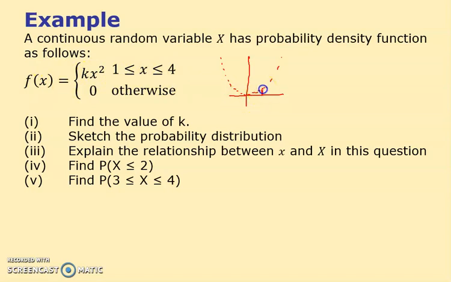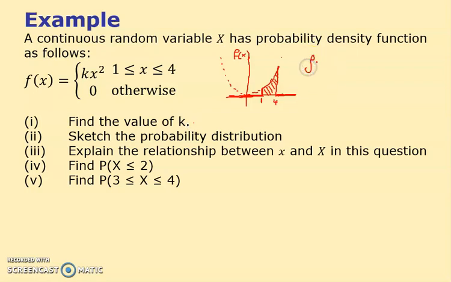So there's 1, and there's 4, and the function exists between those 2 points. Everywhere else it's equal to 0. That's why I wasn't quite convinced by that f of x thing. This f of x is equal to 0 outside of the range of the two numbers, I suppose. I suppose that might be where it's getting from. And if I was to work out this area, it has to equal 1. So that's the very first thing I'm going to do, and that's what part 1 wants me to do.